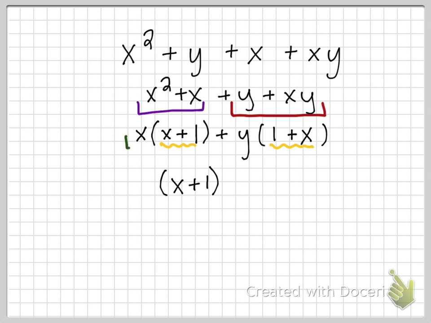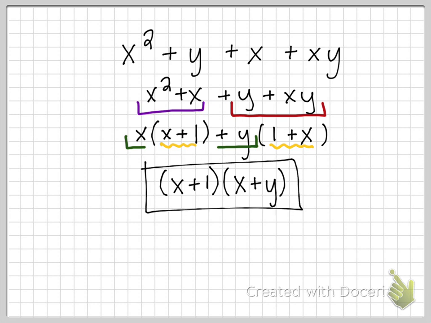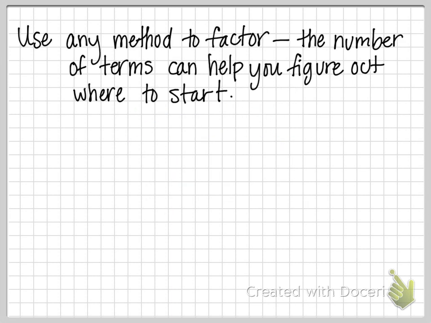The other one will be what's outside of our parentheses, what we factored out. So then our other factor is x plus y. Do you see how we got there? Okay, so this is the final wrap up of use any method to factor.